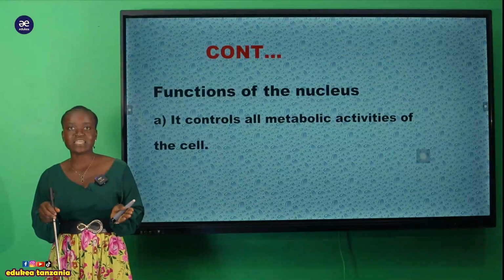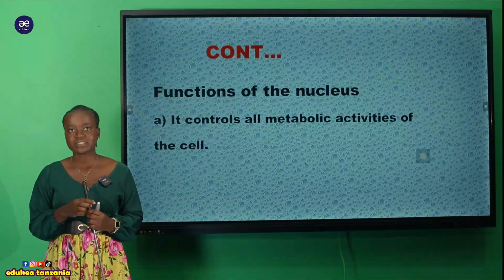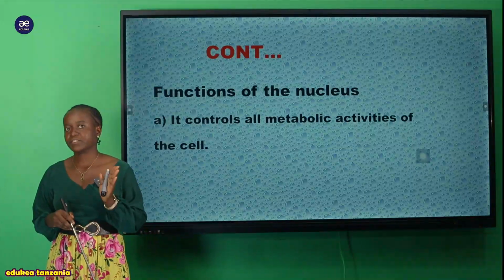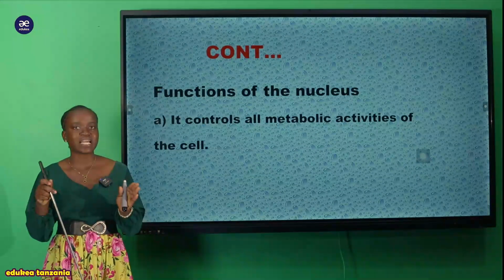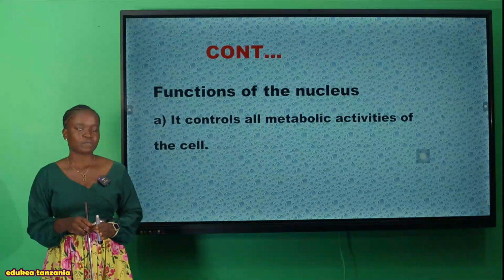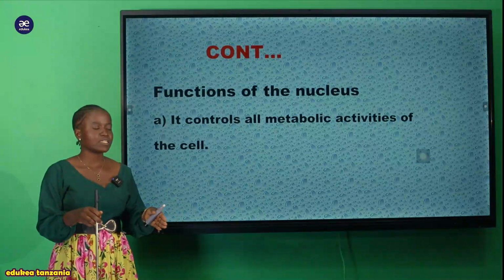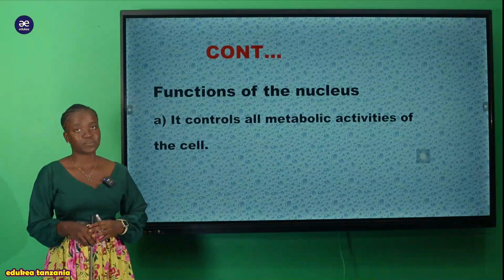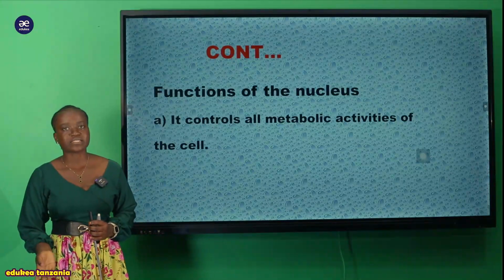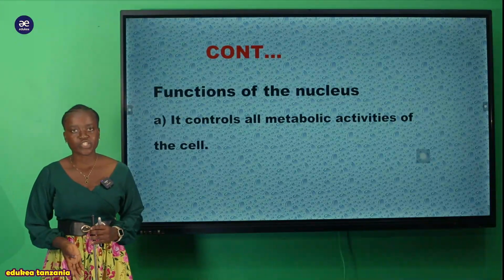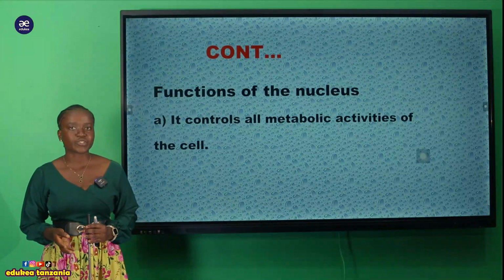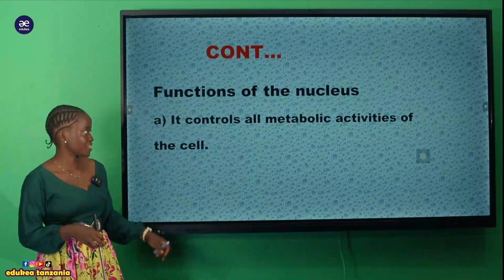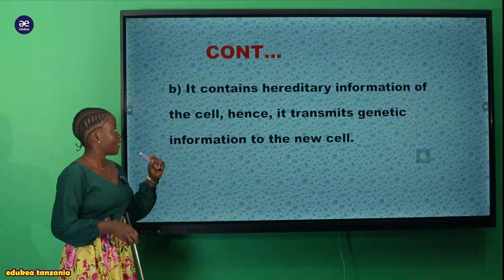So if you are asked in your exams, make sure that this point is the first point, because it explains everything. So metabolic activities, or you can even explain over there. You can say examples of metabolic activities: the first one is growth, excretion, respiration, reproduction, and so on. They are regulated within the nucleus.